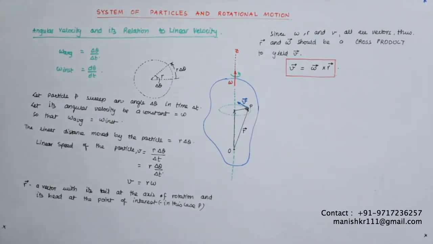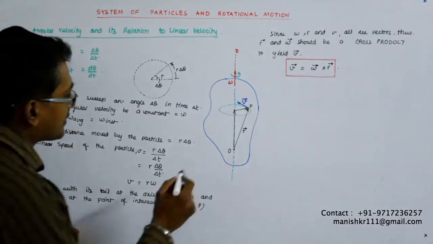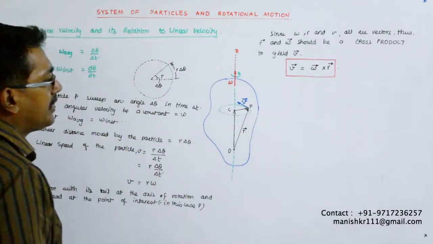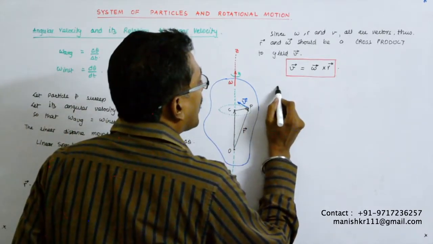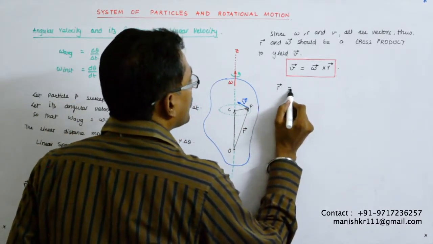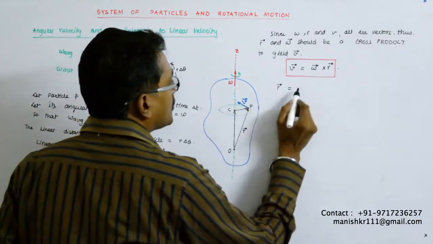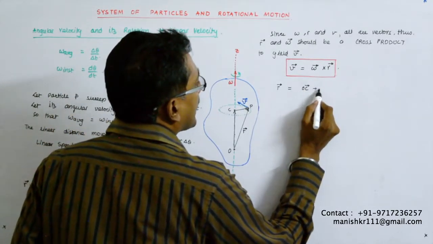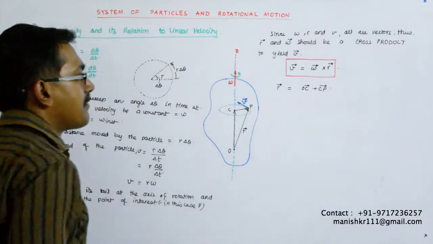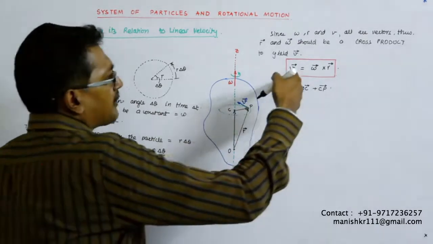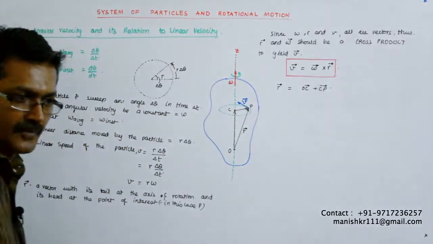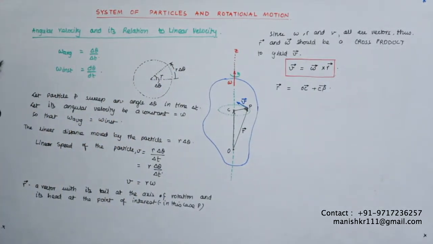Now let me take this as origin O, and this as center C, so that I name them clearly. So my vector R is made up of OC and CP. Correct? Now, if I apply this, let us see whether it gives me the same result.